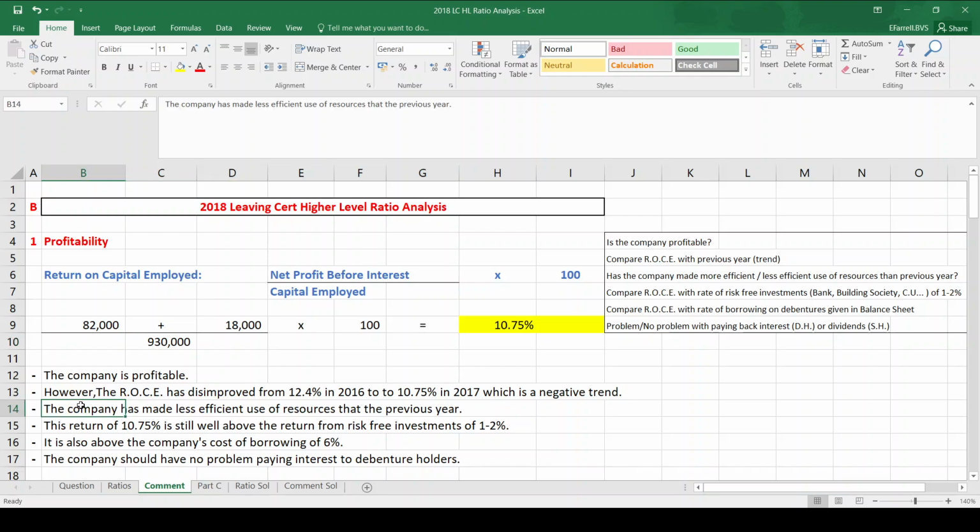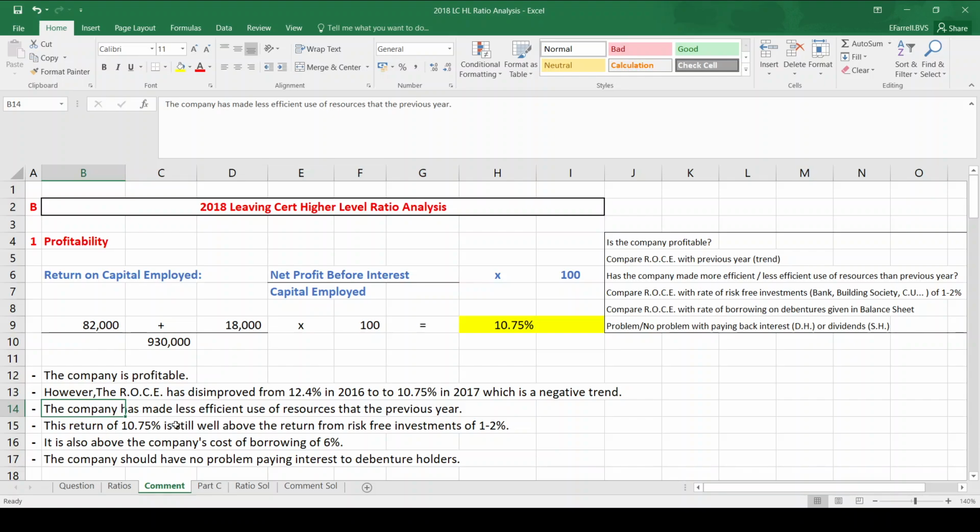The company has made less efficient use of resources than the previous year because it has gone down. If it had gone up from the previous year, you would simply say the company has made more efficient use of resources than the previous year. Again, even though it's gone down from last year, it's still a fairly good return.